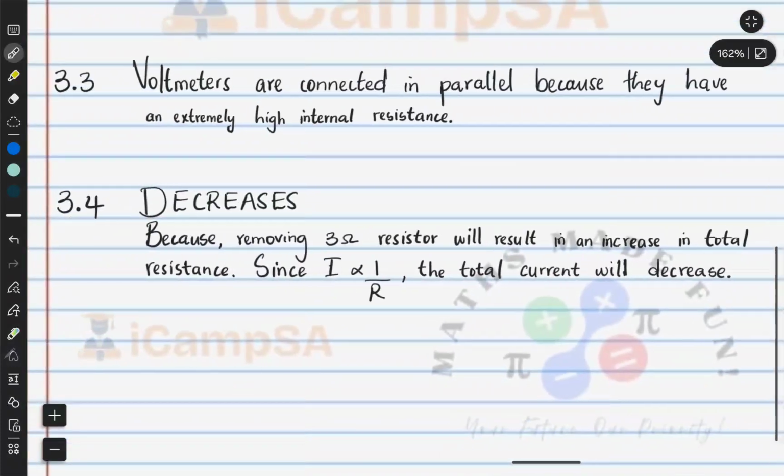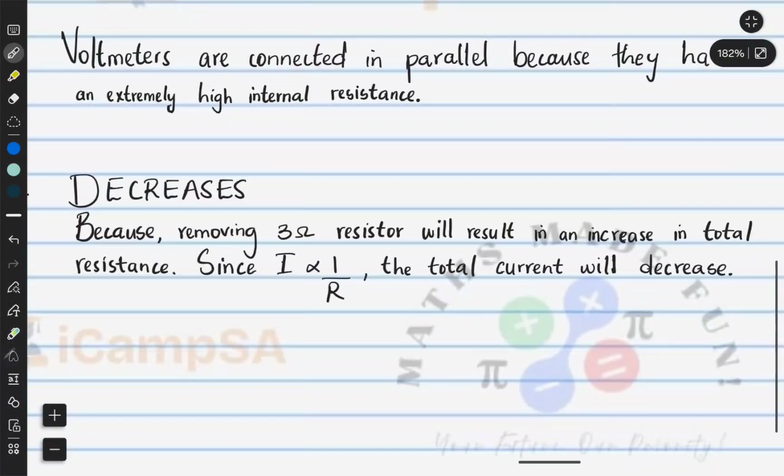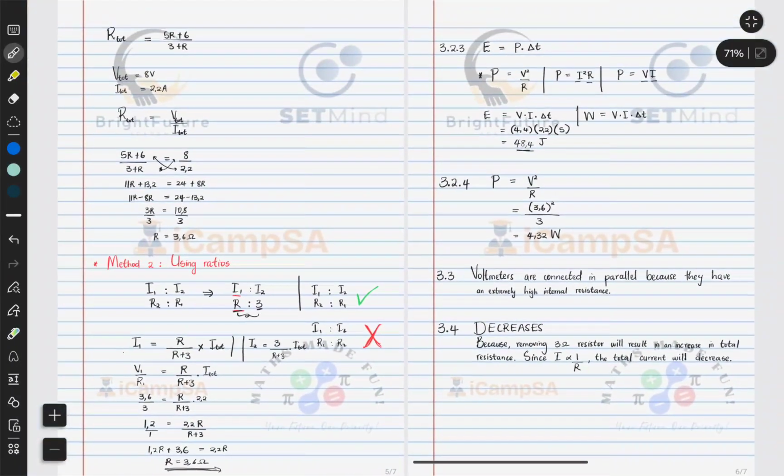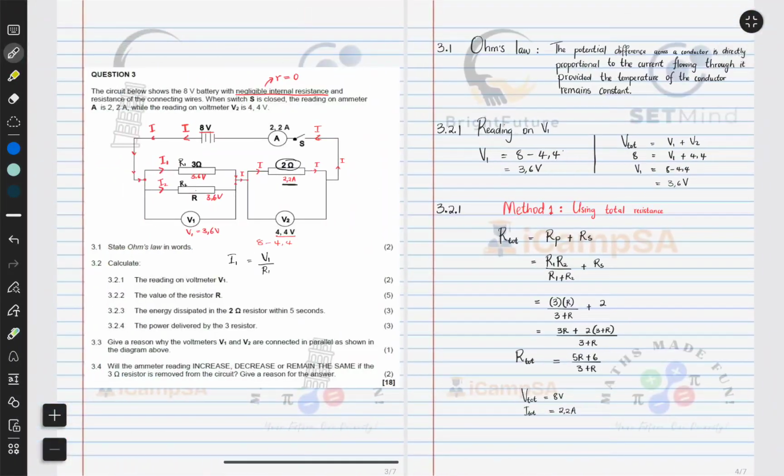So that's it. We're saying because removing the 3 ohm resistor will result in an increase in total resistance, since the current is inversely proportional to the resistance. So the total current will therefore decrease as a result of an increase in the total resistance, right? So yeah, that's how you would answer such a question.